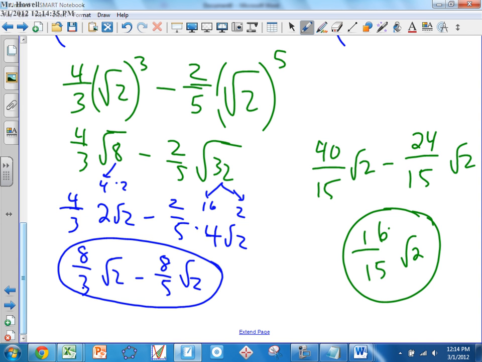Sorry, we went from here up to here. The common denominator was 15. So I multiply by 5, multiply by 5, multiply by 3, multiply by 3. Okay? This becomes 24, this becomes 40. 40 minus 24 is 16 over the 15 radical 2.